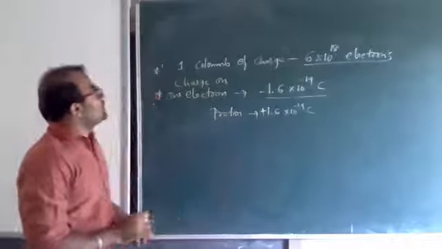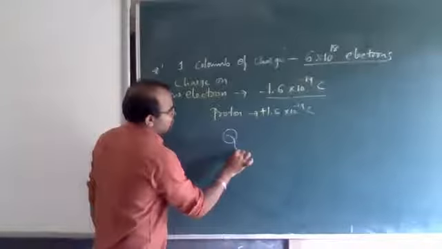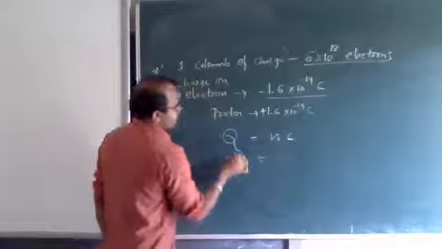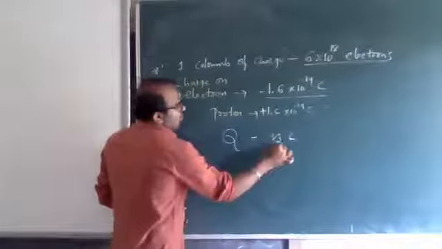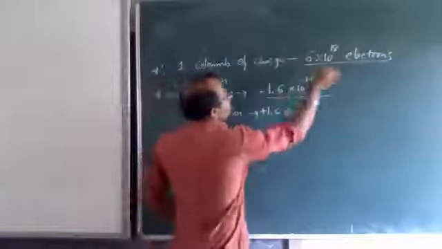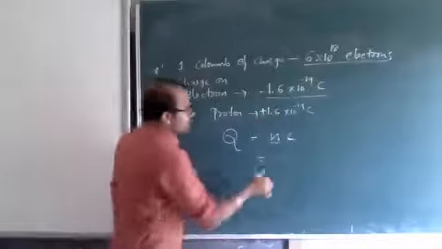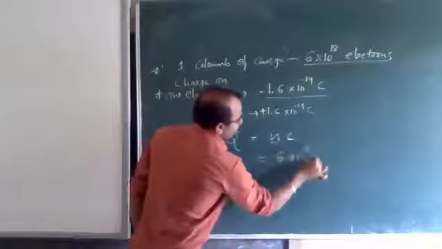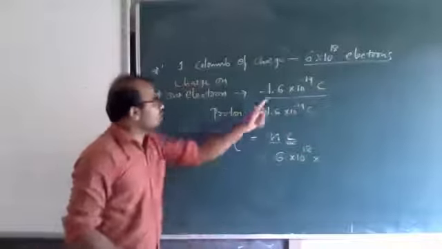So how do you say 1 coulomb of charge? I have the formula, and you should remember it: Q is equal to N into E. It has to come to 1 coulomb. See, what is N here? 1 coulomb of charge has 6 into 10 to the power 18 electrons, so 6 into 10 to the power 18 into the charge of an electron. What is the charge on 1 electron?